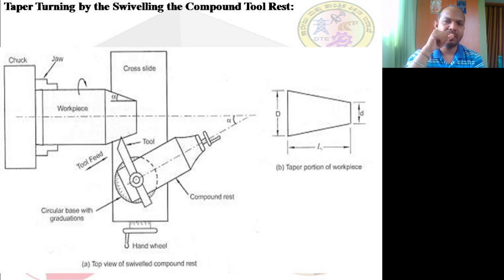In the compound tool rest method or swiveling, what do you mean by swiveling? It is something like this. Even when we talk about robots also, I will use this term swiveling. This movement is called swiveling. This is yaw. Is it clear? See this movement, what we call swiveling. That means like this, left and right, left and right. It can be moved like that.